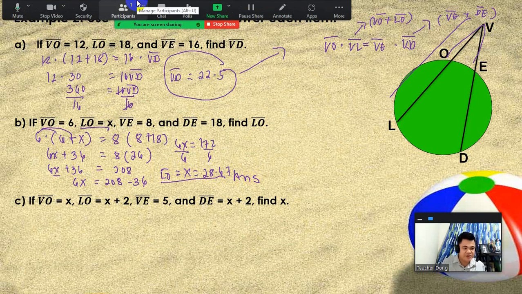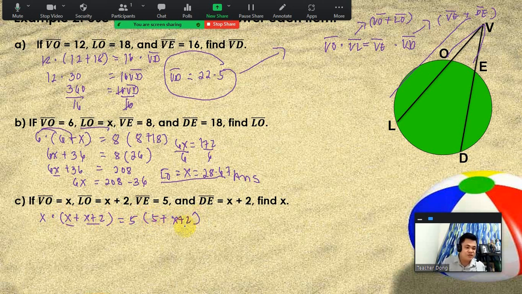Now let's have letter C. So if segment VO is x and segment LO is x plus 2, segment VE is 5, and segment DE is x plus 2, find x. So segment VO is x times segment VL, or just add x plus 2. So x plus 2 is LO and VO is x, the whole, equals VE, which is 5, times the whole, 5 plus x plus 2.